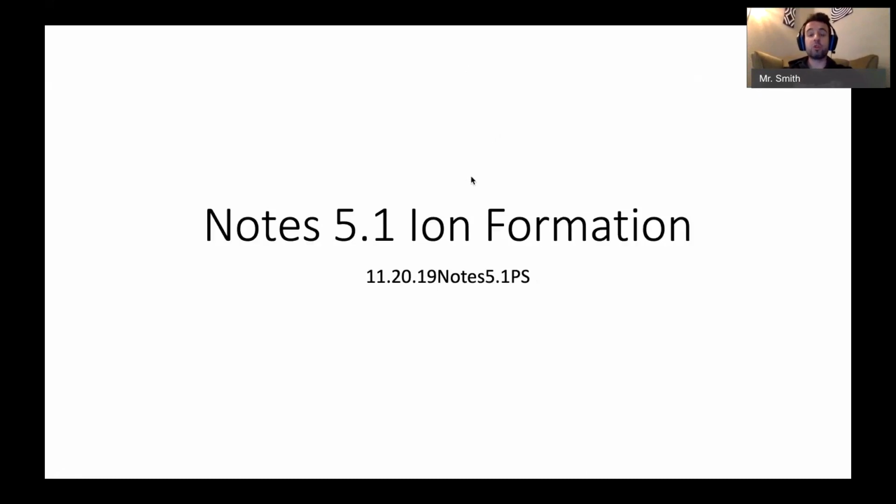The main thing we want you to get out of today is to understand the difference between an atom that's reactive and an atom that's non-reactive, and to understand what makes an atom reactive and what that has to do with stability. We'll use our understanding of charges and where charges come from to help do that. So, ion formation, let's go.